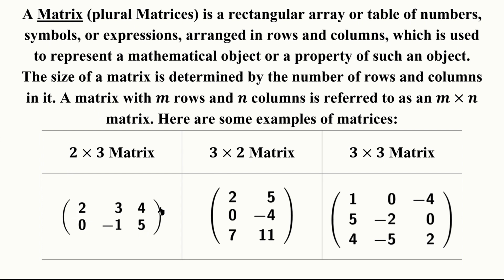Remember, we first say the number of rows which are arranged horizontally, then we say the number of columns which are arranged vertically. So this would be a 2 by 3 matrix. This would be a 3 by 2 matrix because it has 3 rows and 2 columns. And here we have a 3 by 3 matrix. These kinds of matrices, as we see, are special. They're called square matrices.